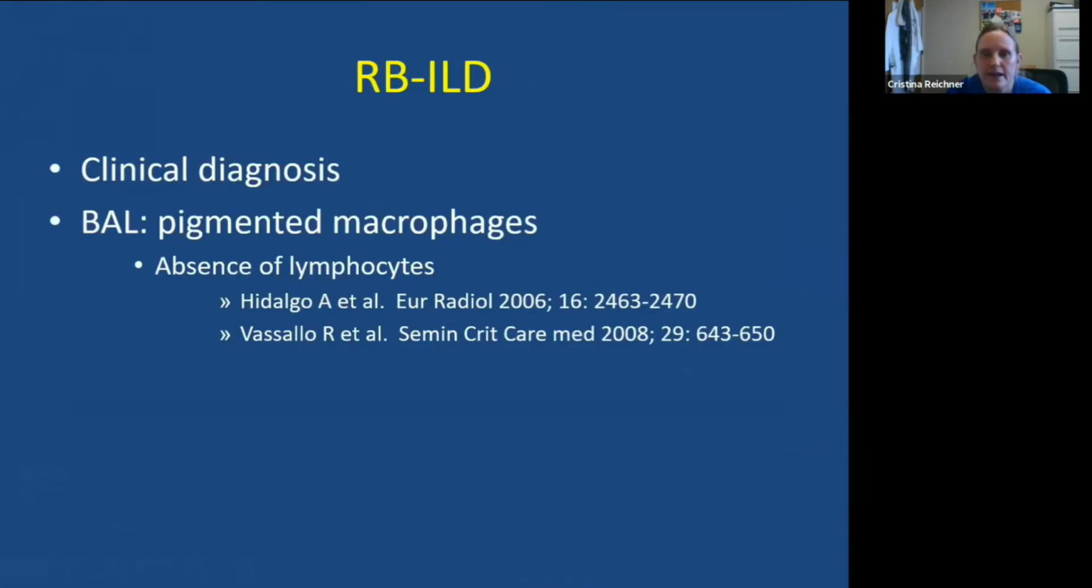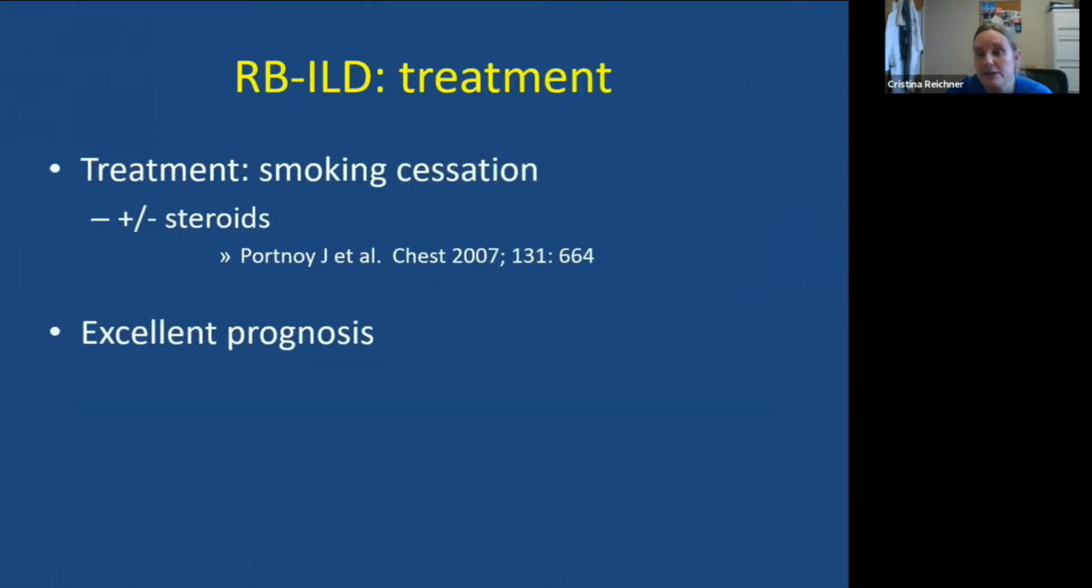It's really a clinical diagnosis. A biopsy is not necessary. You can do a BAL on which you may see some pigmented macrophages, and the main treatment is smoking cessation. Sometimes you can use steroids, but these patients, if they stop smoking, have an excellent prognosis.